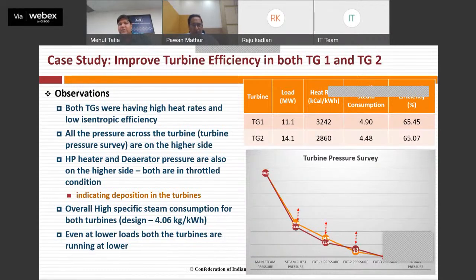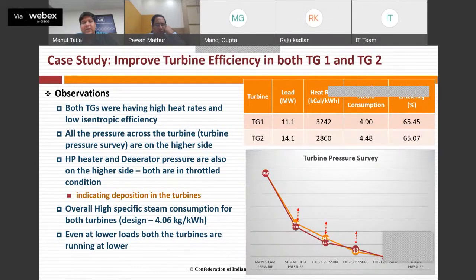Another observation from our side was that all their extractions were in throttle condition. The reason was that because of the heavier deposition in the turbines, the pressure across the turbine was on the higher side and they weren't able to regulate it properly. Because of that, the extraction PRVs were blowing off. The pressure release valves were blowing out. And also, as I have told earlier, the specific steam consumption, the design of which was 4.06, was running high at around 4.9 and 4.48.